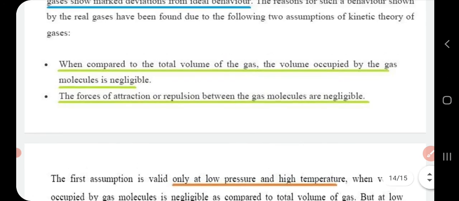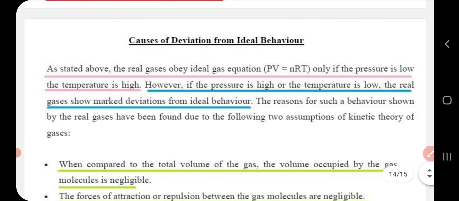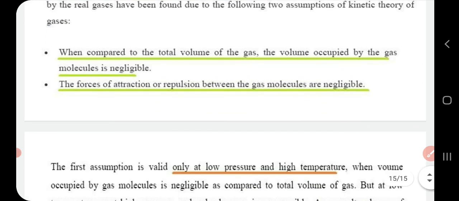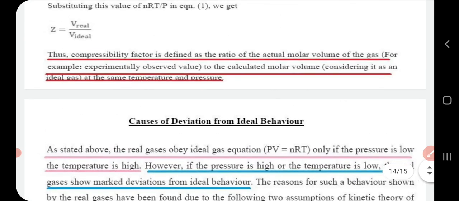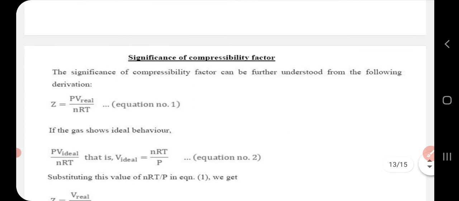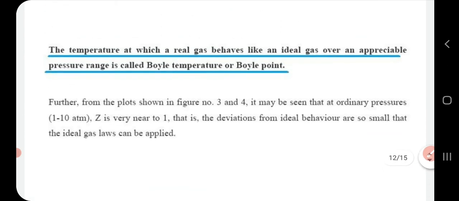So this section is also important, that is, what are the causes of deviation from ideal gas behavior, these two slides. Okay, so just read through it. If you want, you can make a note yourself by connecting the points discussed here.